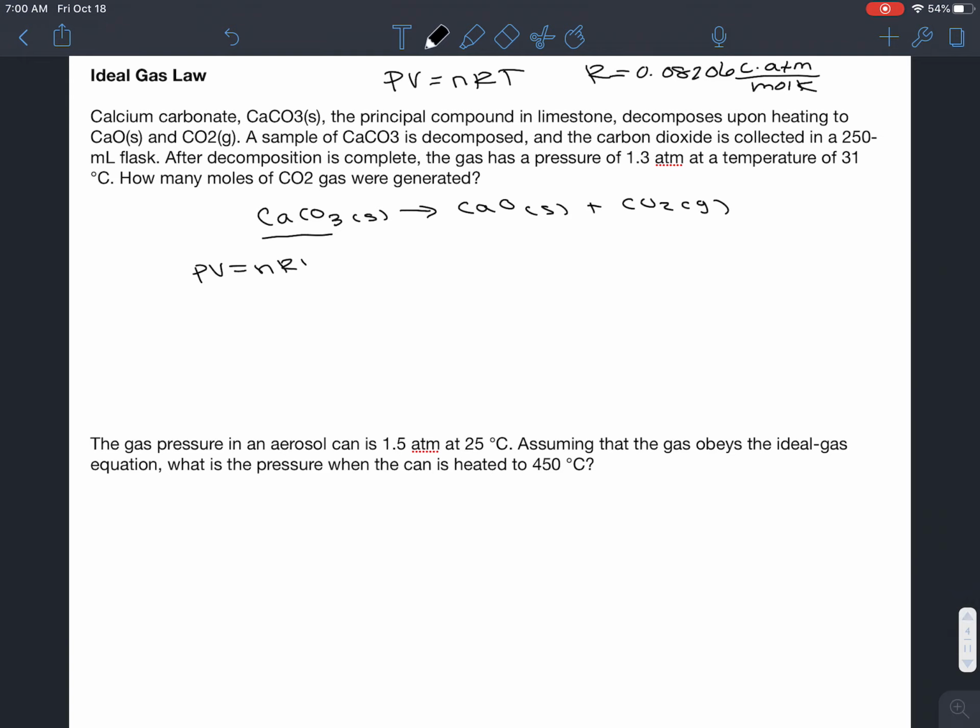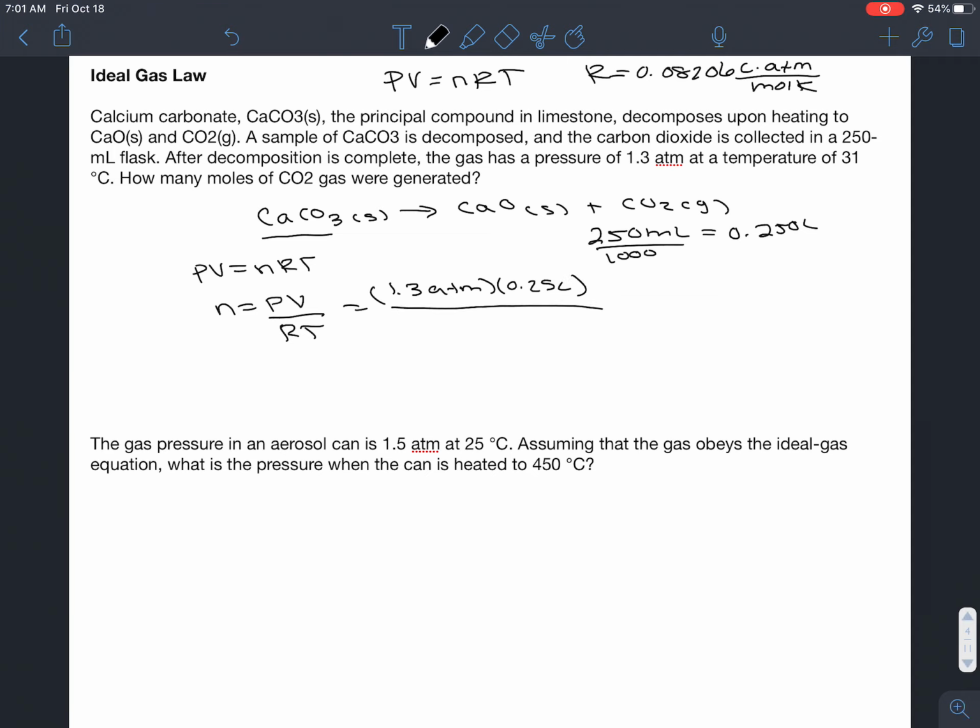PV is equal to nRT. You want n, which makes it PV over RT. So then you just plug everything in, always making sure that it's in the units of R. 1.3 atm times the volume, which is in milliliters. So you would want to convert 250 milliliters to 0.25 liters by dividing by 1,000, over your R.